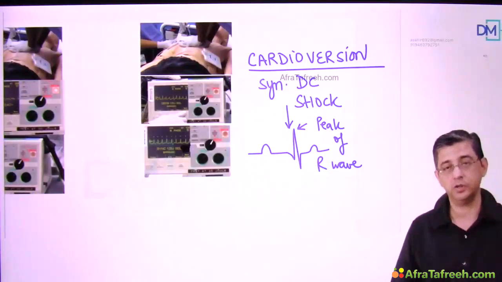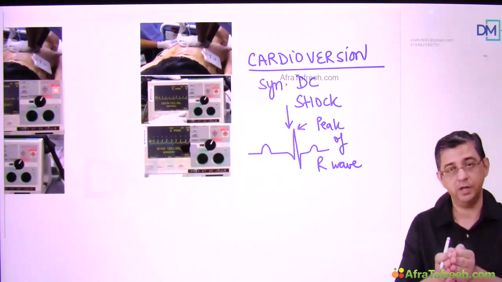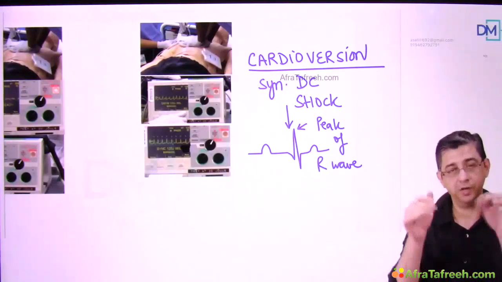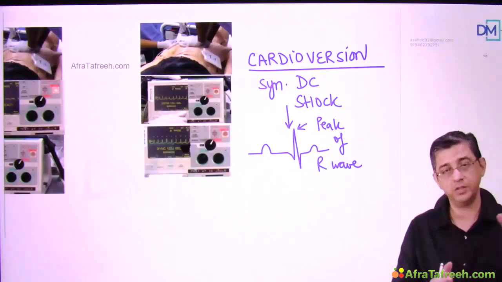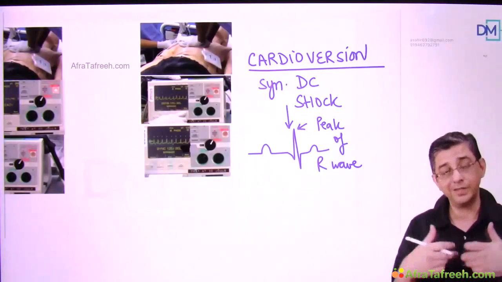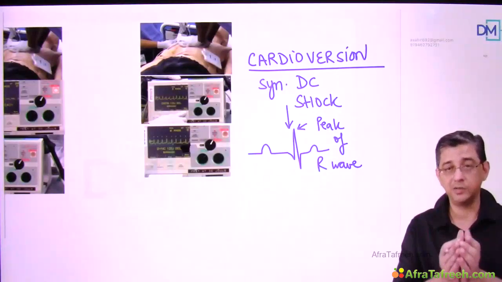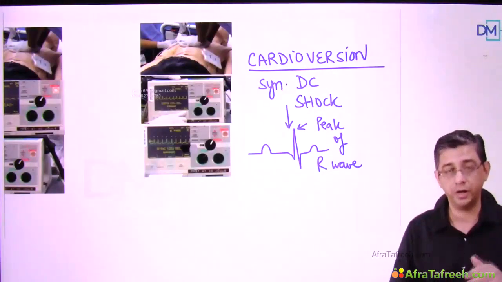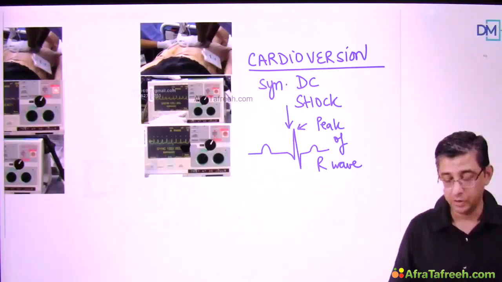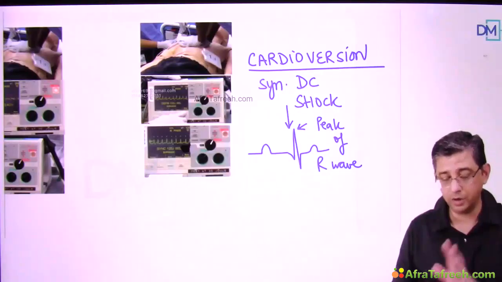So when I give this shock, it will make the heart electrically silent for a while, and it will relax. It will get filled with blood properly, and now when it contracts, in normal sinus rhythm the SA node will take over the activity. So next time it contracts, the contractions will be normal, and there will be a normal cardiac output that will ensure brain circulation, or return of spontaneous circulation, as we say. So cardioversion simply means a synchronized DC shock with the peak of the R wave.